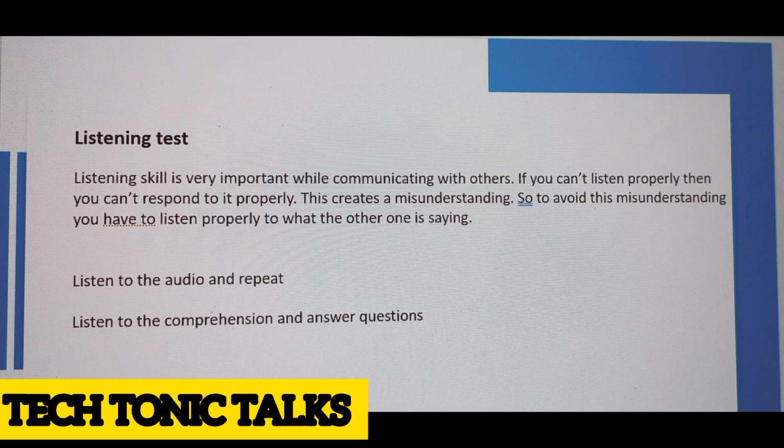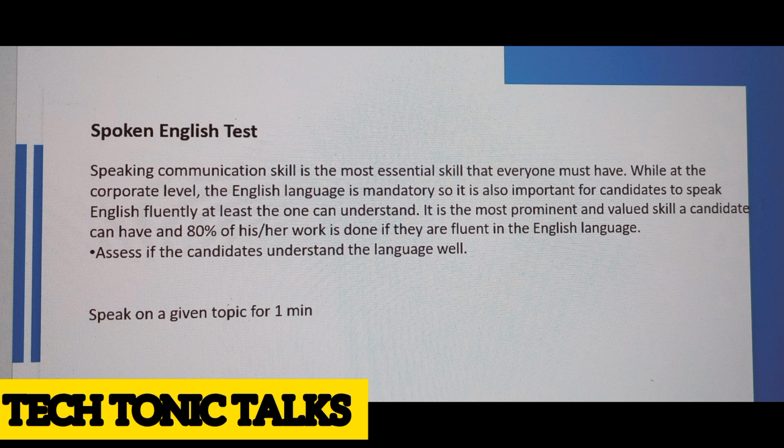Okay, now what all things are covered as part of the listening test? So there will be two things. One, audio will be played once, only once. You have to listen to that audio properly and then repeat what was told, exactly the same as what was told. Okay, so this is one thing. Next, there will be a comprehension or a story kind of thing, where audio will be played. You have to listen to that comprehension or story, and then you have to answer questions based on your listening skills. I hope this is clear.